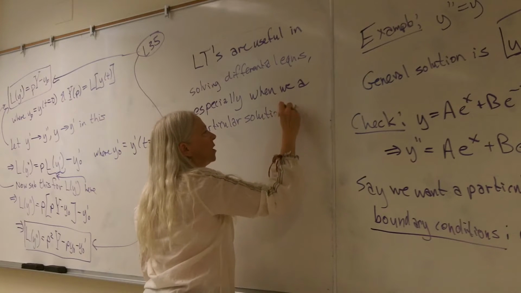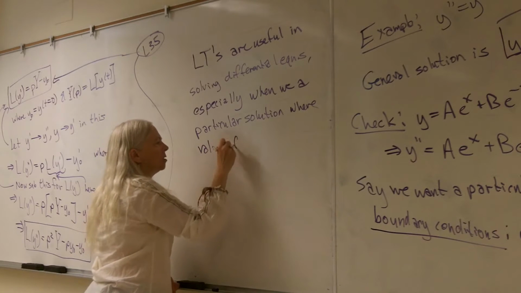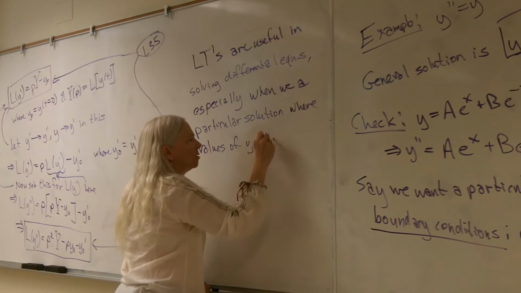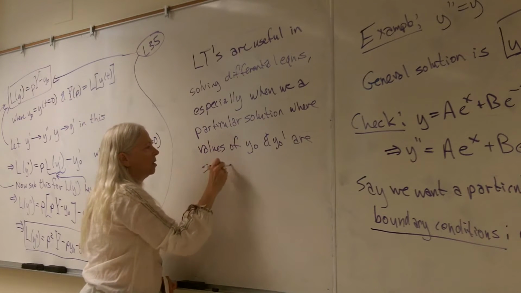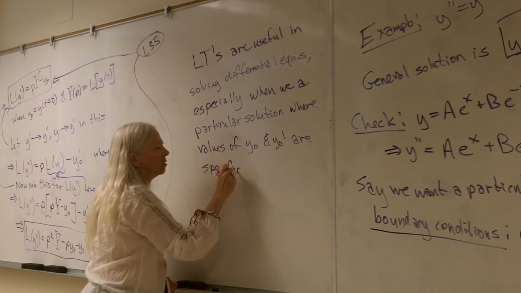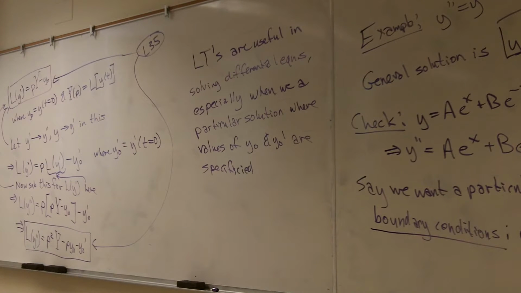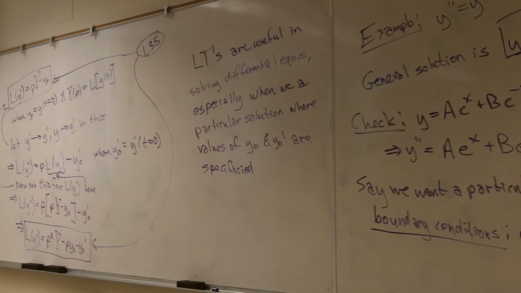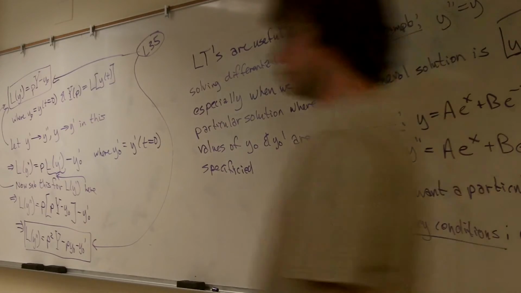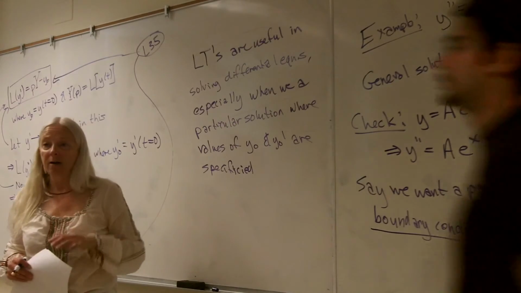where our boundary conditions are that certain values of both y naught and y prime naught are specified. So maybe we're looking for y as a function of time, right, where t stands for time. And maybe our boundary conditions specify the value of y at t equals 0 and the value of y prime at t equals 0.